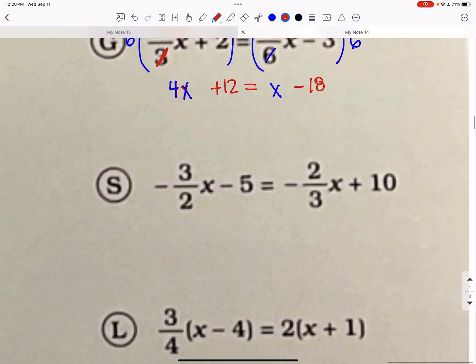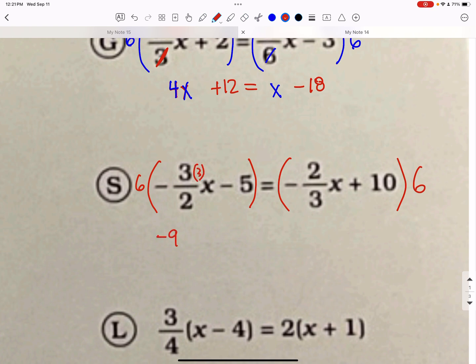Over here, I'm going to use 6 because 6 is the smallest number I can think of that kills off 3's and 2's. So let's see, it kills off the 2, but leaves an extra 3 on top. So this is 9x minus 30. This kills the 3 on the bottom, but there would be an extra 2 on top to make 6. So this is negative 4x plus 60.